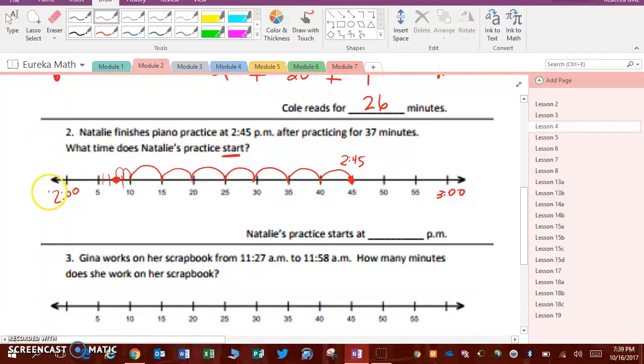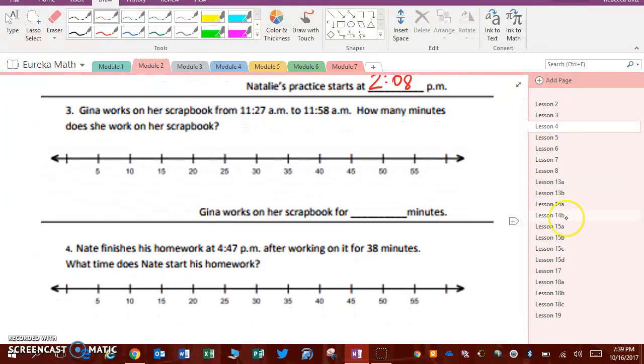So I have to read my number line now. This is 2 o'clock, 2:05, 2:06, 2:07, and 2:08 is when she started. Okay, so if she starts at 2:08, we add on 37 minutes, we're going to be at 2:45 where the problem said we needed to stop. Okay, so that's the second kind of problem. Let's see the third one. See if that gives us the other type of problem.